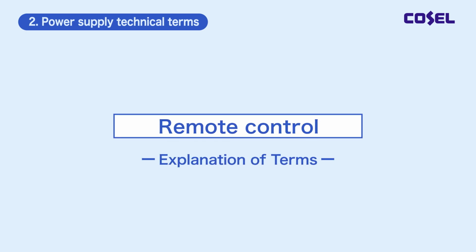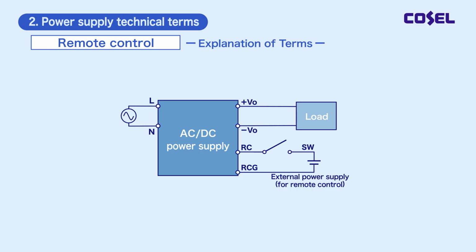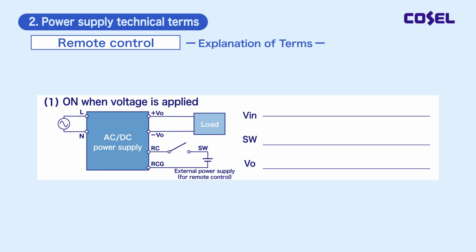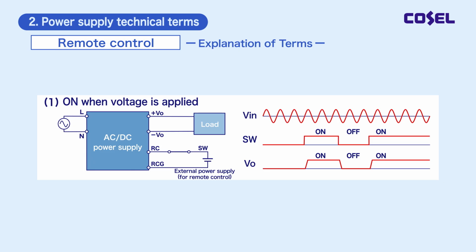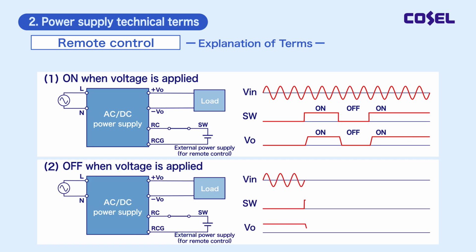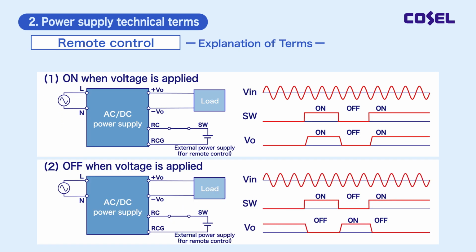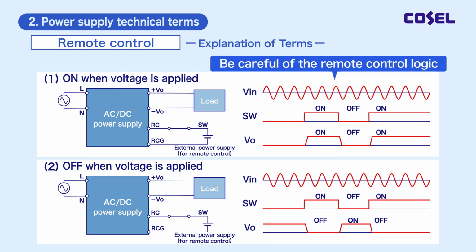Finally, let's look at remote control. Remote control refers to the ability to turn the power supply output on and off. Remote control logic varies by model. There are two types: one that turns on when voltage is applied, and one that turns off when voltage is applied. It is important to check the logic of the product to be used in advance in the instruction manual.